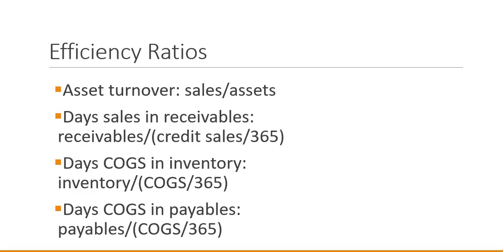Days cost of goods sold in inventory gives us an indication of how much inventory we need to keep on hand at any given time to generate annual activity. And days cost of goods sold in payables gives us an indication of how long our payables are outstanding. How many days does it take us to pay our payables?